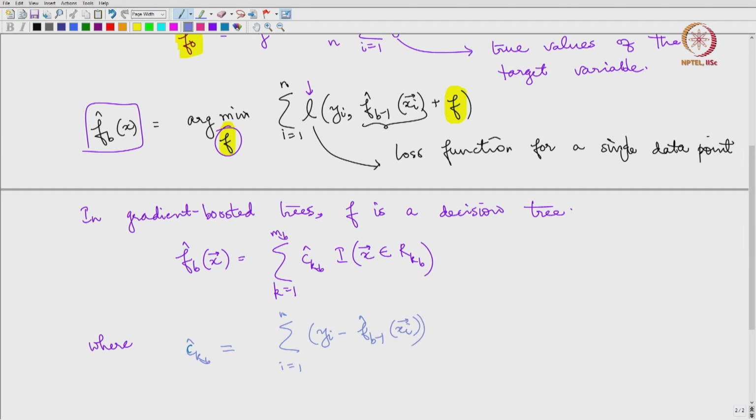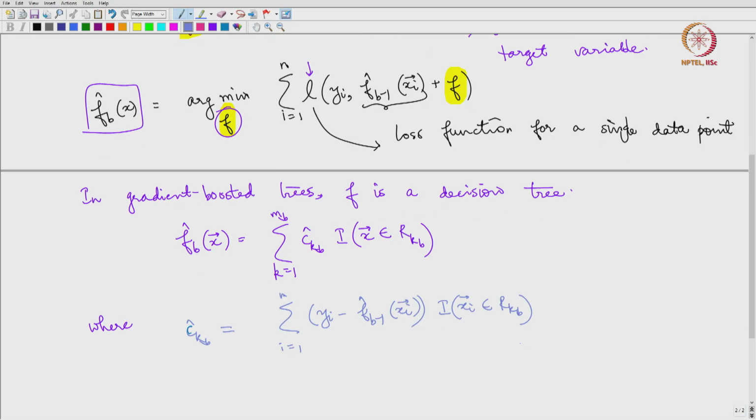That is what we want to predict: the error between the true value yi and the value predicted by the (b minus 1)th decision tree, times the indicator function which tells you whether the point is in that region or not, divided by the total number of points in that region, which is simply the sum over i going from 1 to n of the indicator function xi belongs to R_kb. I hope you are able to understand what is happening here.